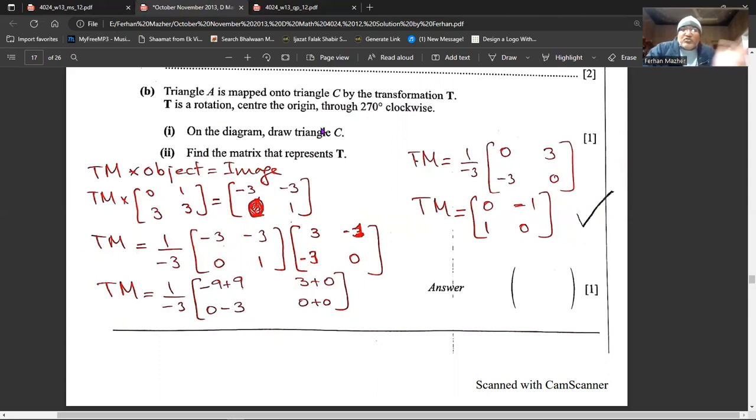When this matrix goes to the other side, it becomes the inverse of this matrix. When you find the inverse of a matrix, the formula is 1 by the determinant of that matrix multiplied by the adjoint of that matrix. For the adjoint, their places are changed and their signs are changed. That's the adjoint. How do you find the determinant? You multiply these two, minus you multiply these two.